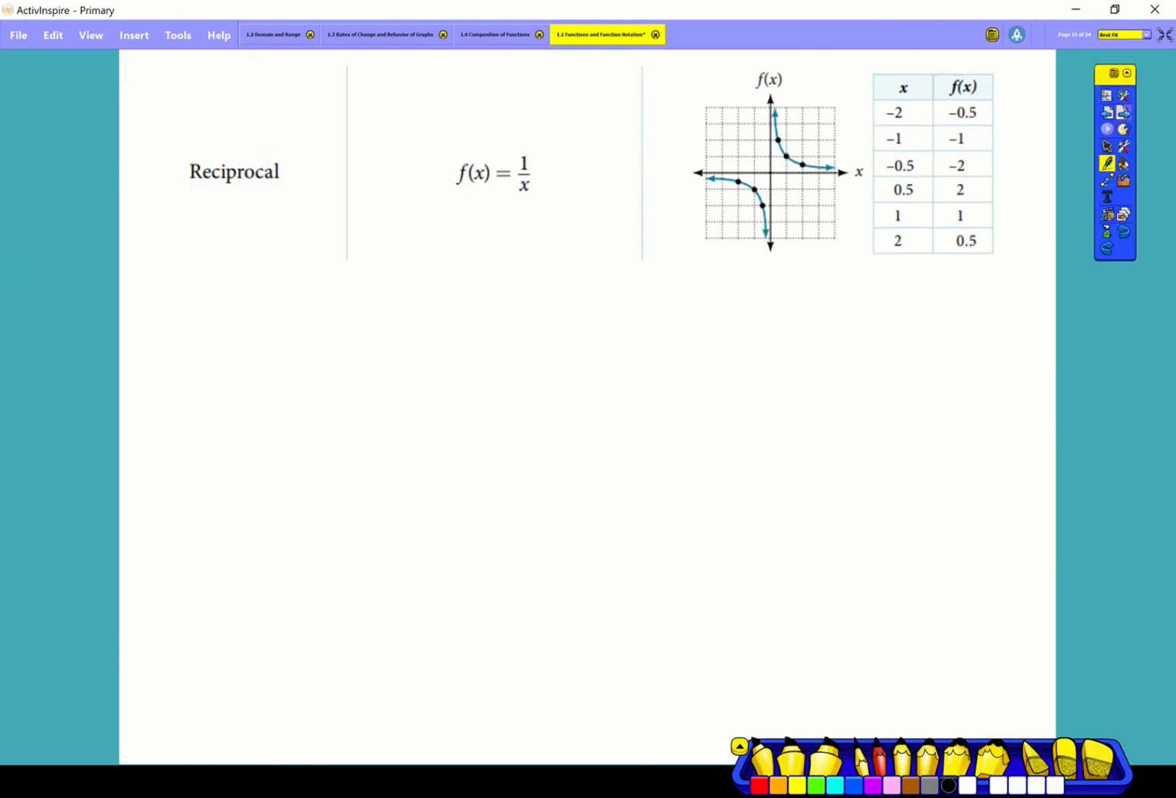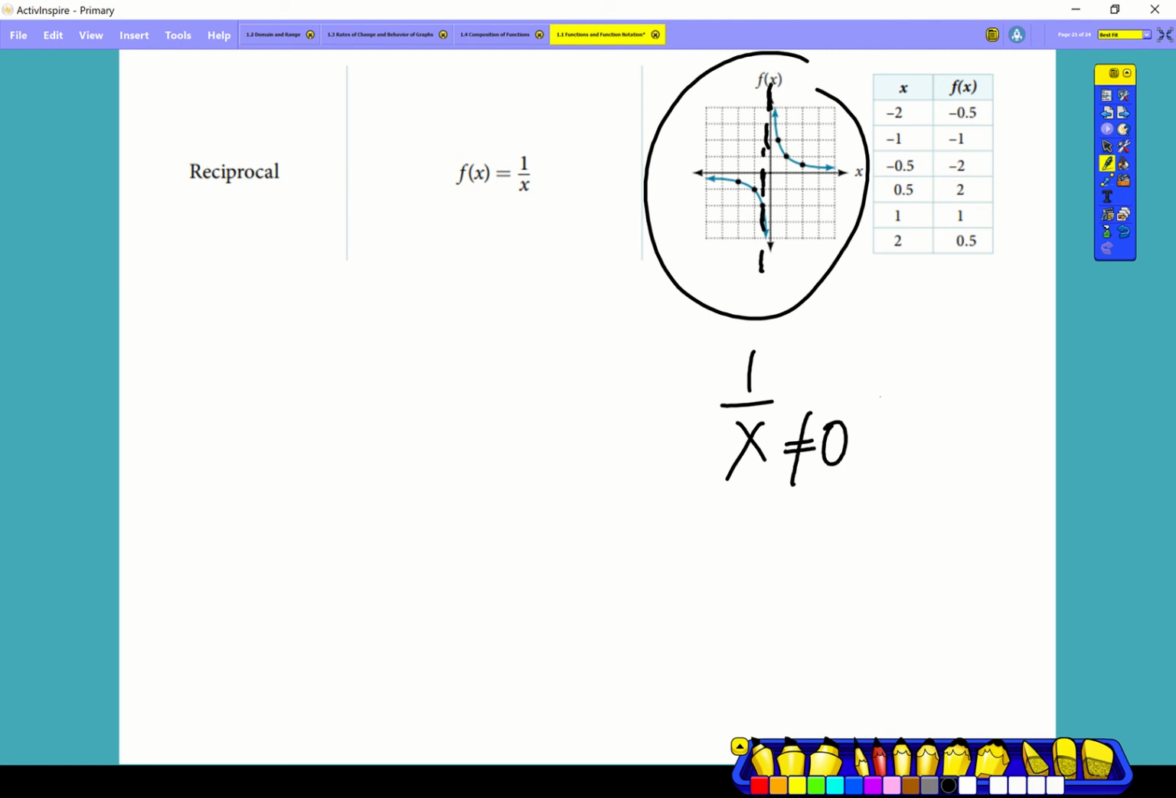Now the reciprocal function, that is 1 over x. This is the function that has sort of two graphs put together, but it's a whole graph. That graph is 1 over x. And you've got this asymptote here. It will never touch this axis because x can never equal 0, since we can't have 1 over 0.